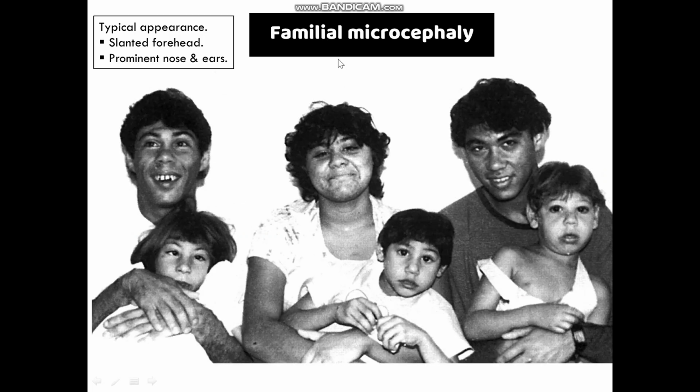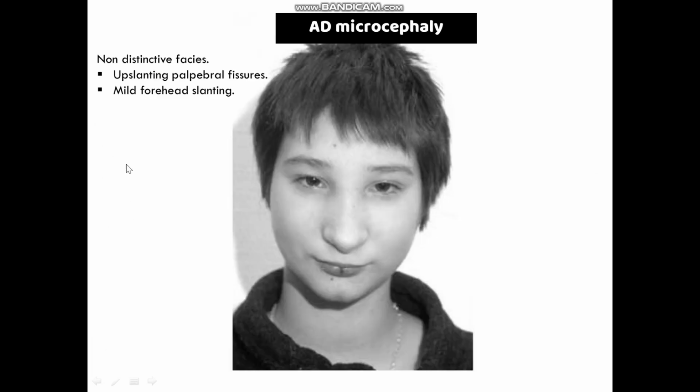Here's a picture of the familial microcephaly, where the typical appearance is slanted forehead, prominent nose, and ears. As for the autosomal dominant microcephaly, here there is no distinctive facies as we can see. However, there are upslanting palpebral fissures and mild forehead slanting.